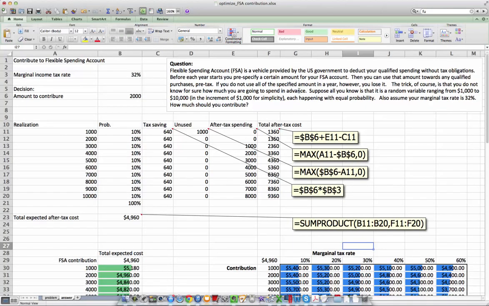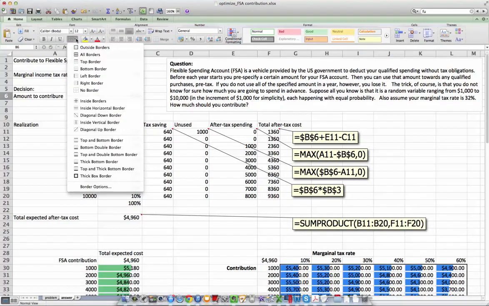So how do we figure out what's the best amount to contribute? Let's set up a simple model, and it'll capture the essence of such decision under uncertainty. Okay, so first of all, let's set the marginal tax rate. Here, I assume it's 32%. It can be changed, of course. And our key decision is how much money to contribute.